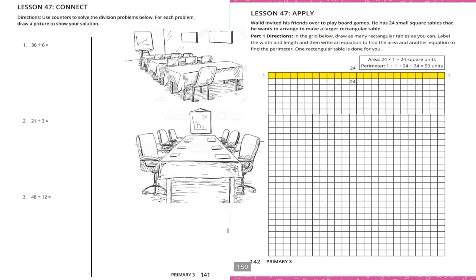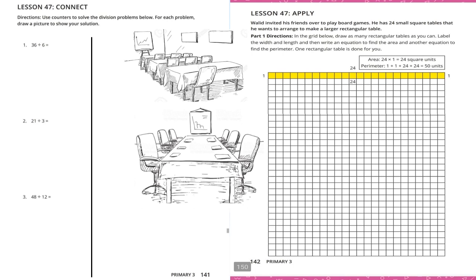Lesson 74, the connect part. We have here 3 division problems. We want to find the quotient. First, in division, we know that the first number is called dividend. And this sign is divided by. And the second number is called divisor. And the result is called quotient.